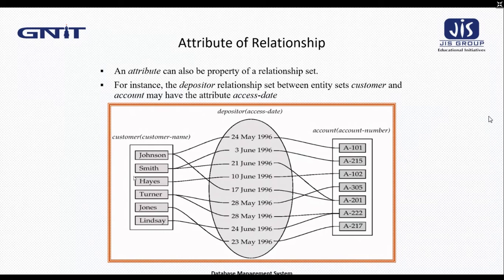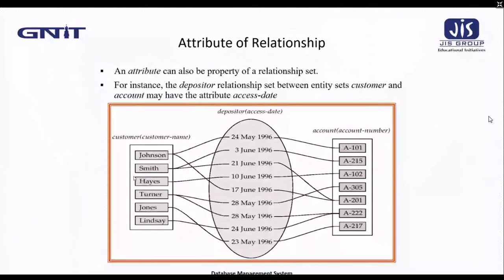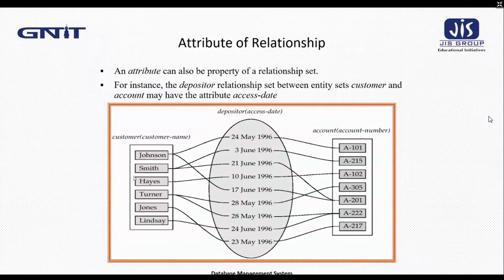Here, in the depositor table, only two columns are there. One is the customer name and the other one is the associated account name: the customer is associated with which account. Now in that table, if you add another column, that is access date, that means on which date the particular customer accessed the particular account.